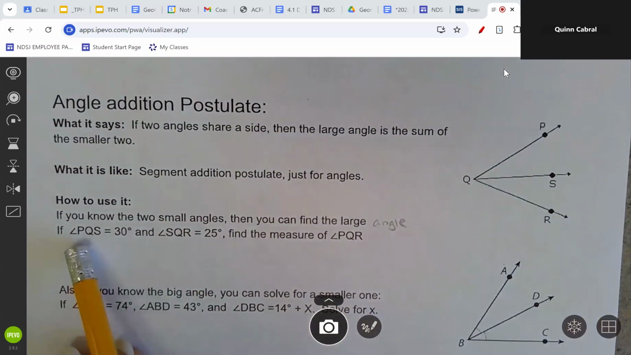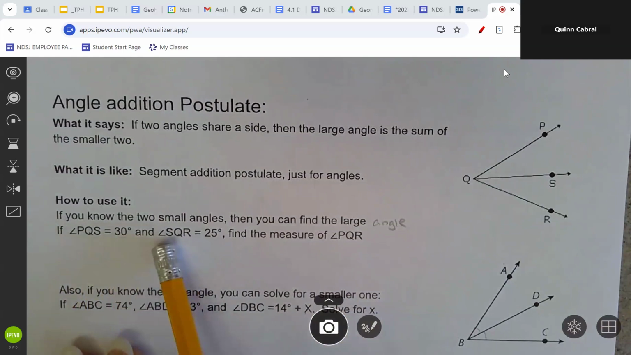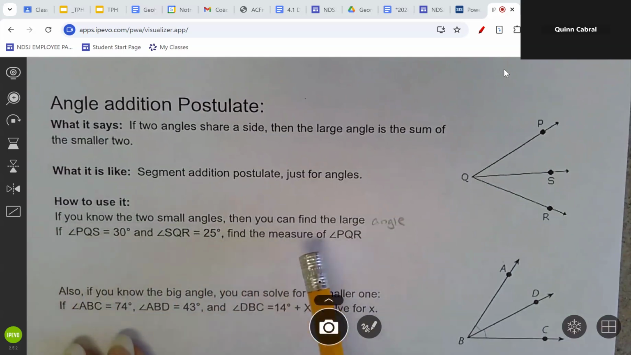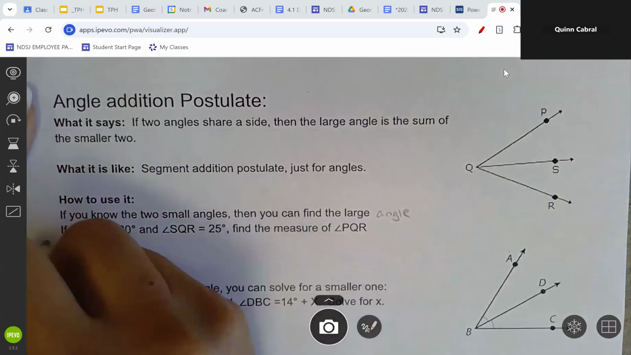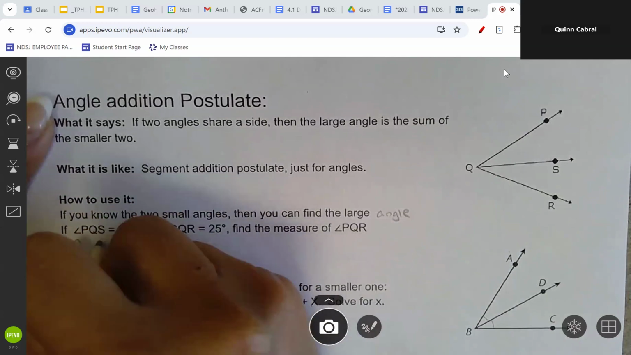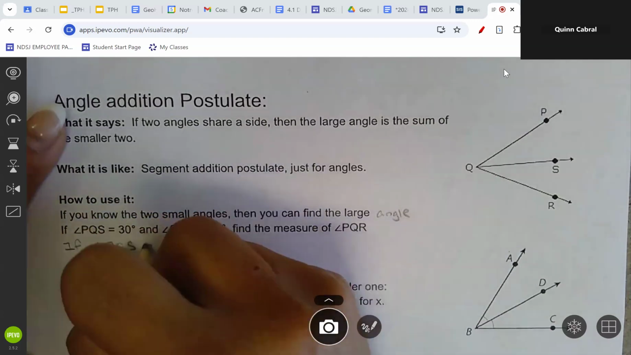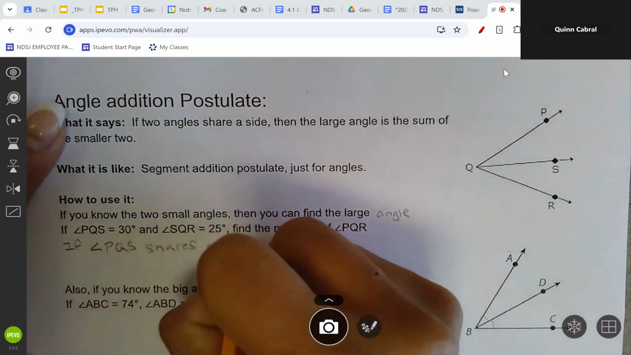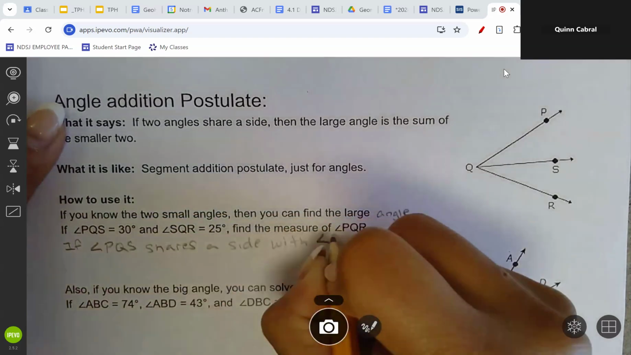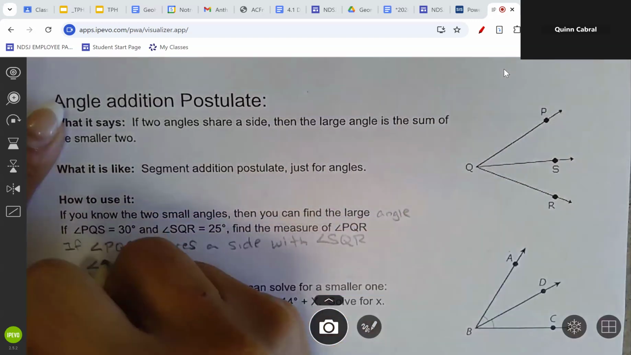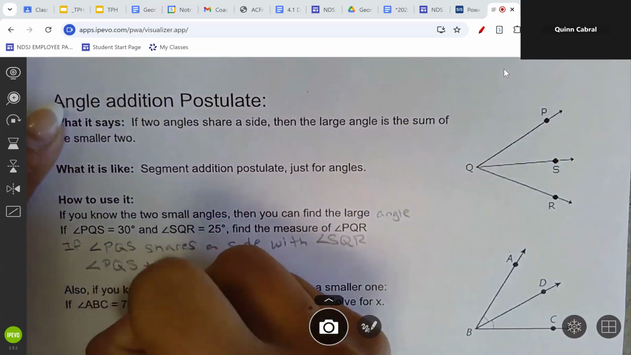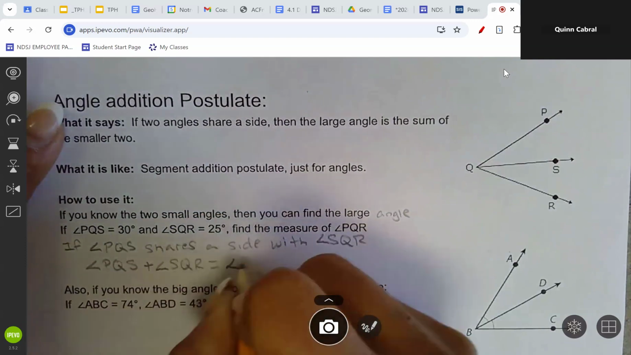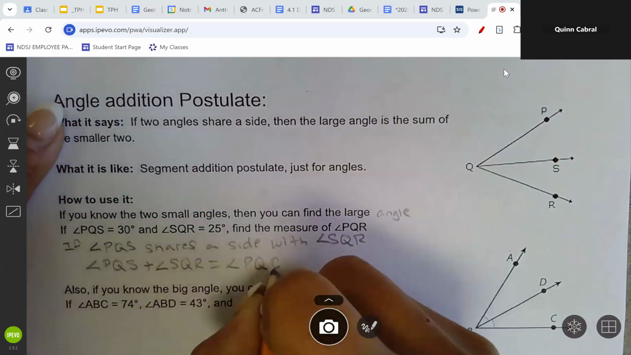If angle PQS is 30 degrees and angle SQR is equal to 25 degrees, find the measure of angle PQR. All right. So what the angle addition postulate tells us is that if angle PQS shares a side with angle SQR, angle PQS plus angle SQR is equal to angle PQR. Oops, I don't know why I drew C R.